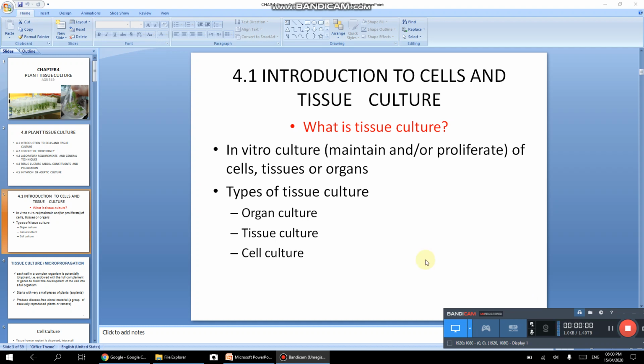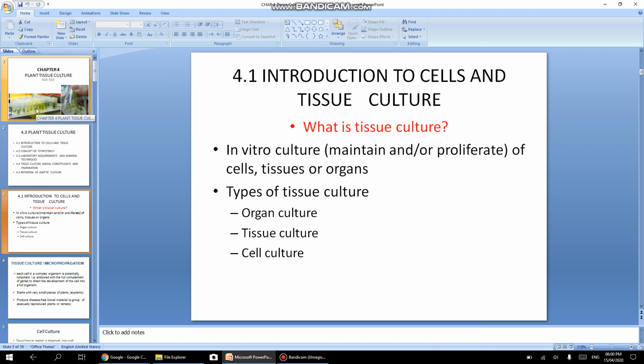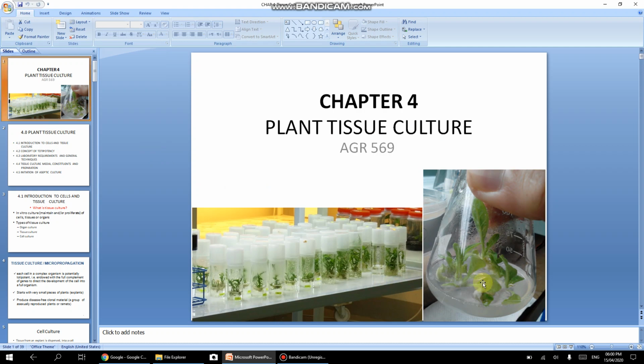So we continue with introduction to cells and tissue culture. What is tissue culture? Basically, this explains when you see this figure right here. All of this is actually plants grown in media called agar. So basically this is coming from a big tree, but you cut it into small pieces and then you put it into the agar and you grow them until they get bigger.